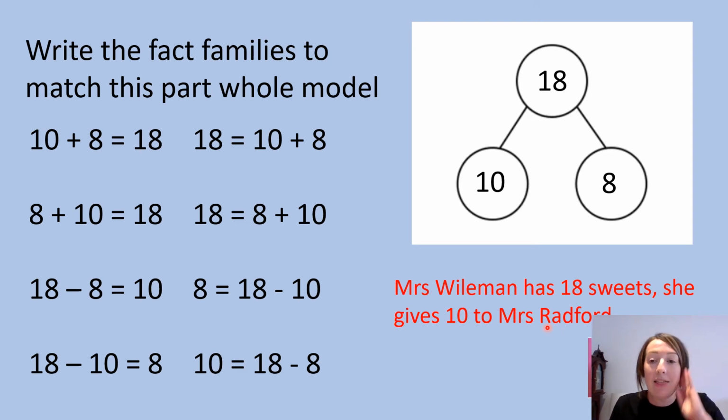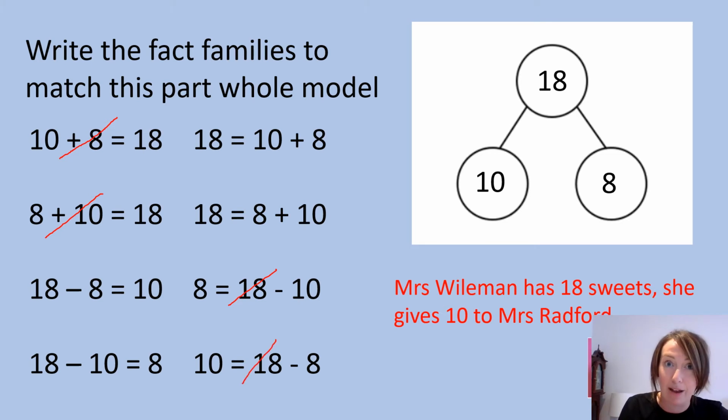So there's a massive clue in this one to start off with, because it says Mrs. Wildman has 18 sweets. So I know that the number sentence that I need for this one needs to start with 18. So let's have a little look. Does 10 add 8 begin with 18? No. So we need to get rid of that one. And we need to get rid of that one too, because that one doesn't start with an 18. And down here, we know these ones don't begin with 18. So that can be crossed off, and that one can be crossed off too.